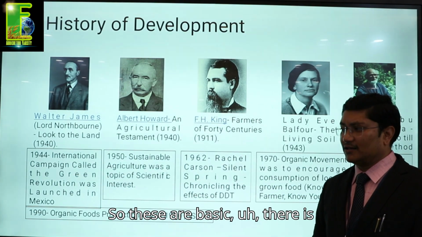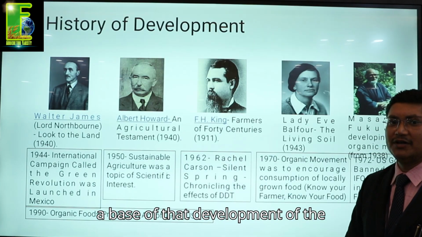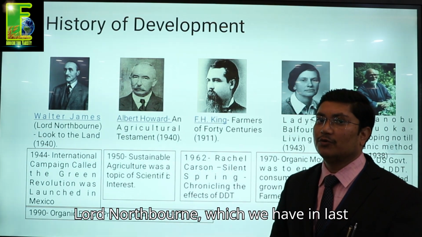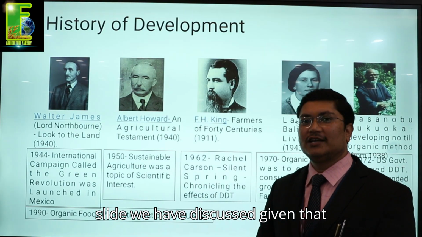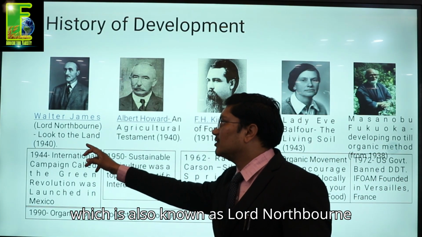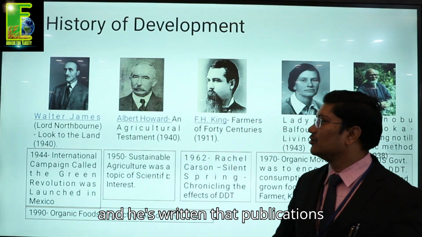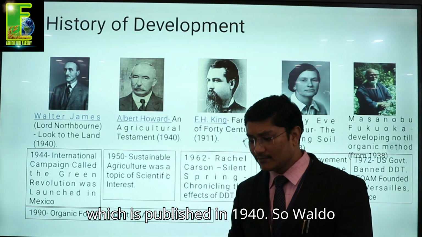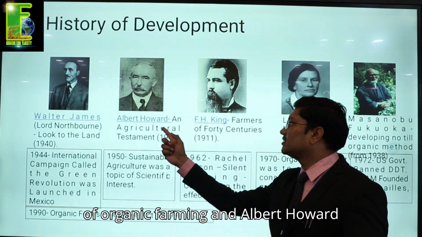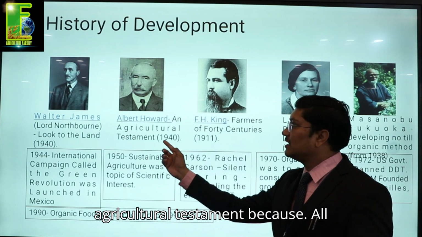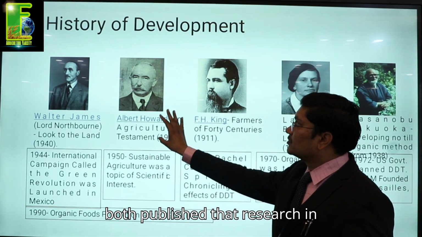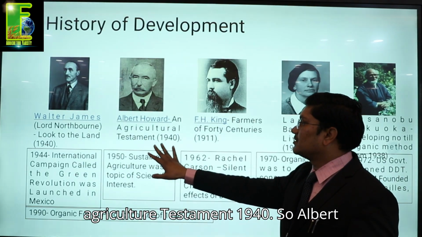So this is the base of the development of organic farming. It started from Walter James, known as Lord Northbourne, which we discussed in the last slide, who gave the term organic. The organic farming term was first given by Walter James, who wrote the book Look to the Land, published in 1940. Walter James coined the term organic farming, and Albert Howard published his document, An Agricultural Testament, based on all the experiences of Albert Howard and his wife Gabrielle. Both published that research in An Agricultural Testament in 1940.